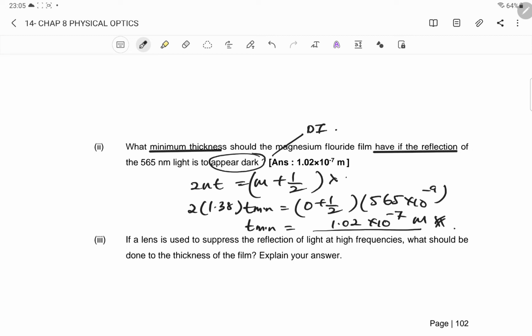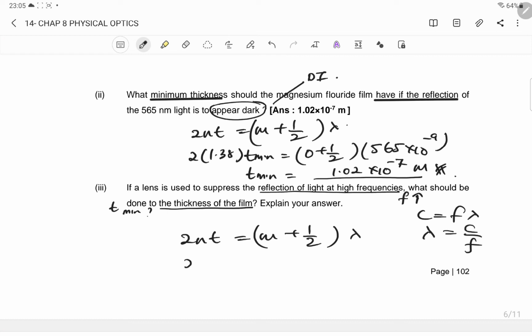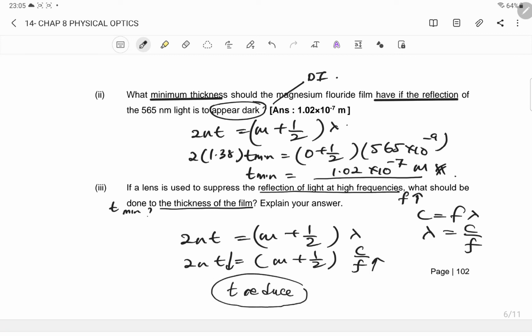A lens is used to suppress the reflection of light at high frequency. So high frequency, what is done to the thickness? So apa dia daripada minimum thickness? Kita tahu 2nt equal to m plus half lambda. So kita c equal to f lambda. So lambda equal to c over f. So 2nt equal to m plus half c over f. So when f tinggi, t reduce. Okay, because t is inversely proportional to f.